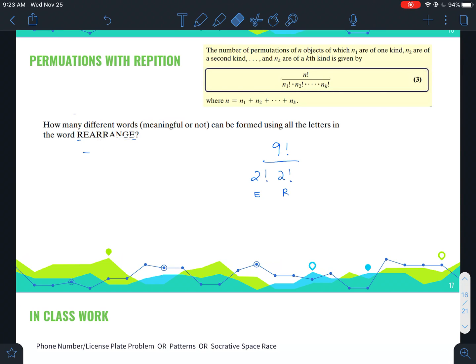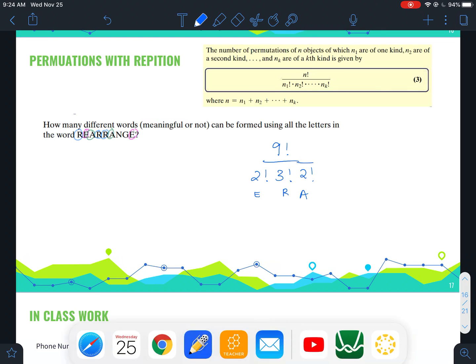R is repeated 3 times. It'd be helpful if I could count. So E is repeated twice. R is repeated 3 times, so that's going to be 3 factorial. And then A is repeated twice. And then that's it. So now we're going to have a 2 factorial for the A's. And that is going to give me all the different ways of rearranging the letters in the word rearrange.